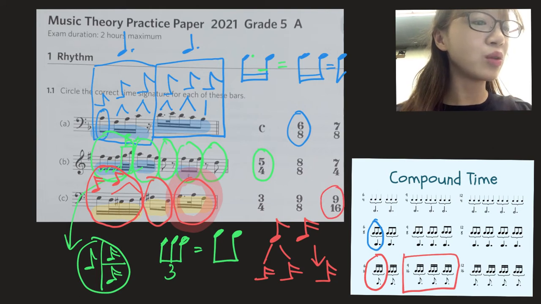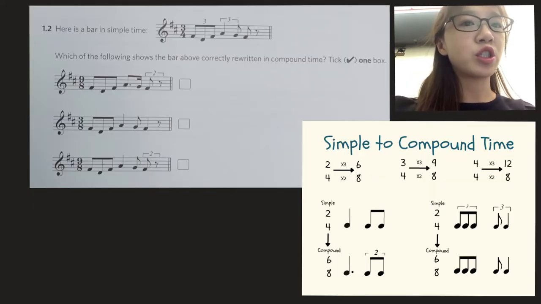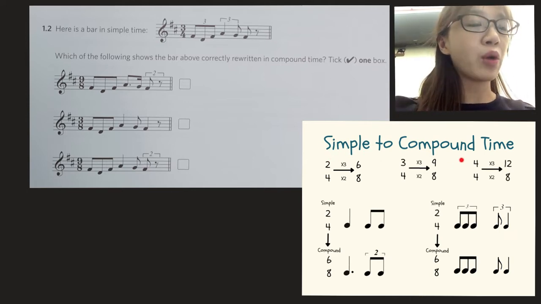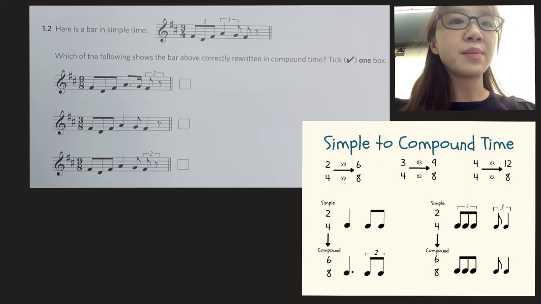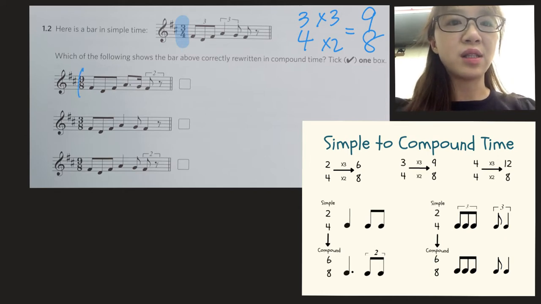Because 16 will tell you semiquavers. For this question, the student is required to change the rhythm from a simple time to a compound time. We have discussed how to change from a simple time to a compound time. Simple to compound, you have to use the formula times 3 times 2 for the time signature. So the time signature here is 3, 4. So 3, 4 times 3 times 2 gives you 9, 8. The answer is 9, 8.